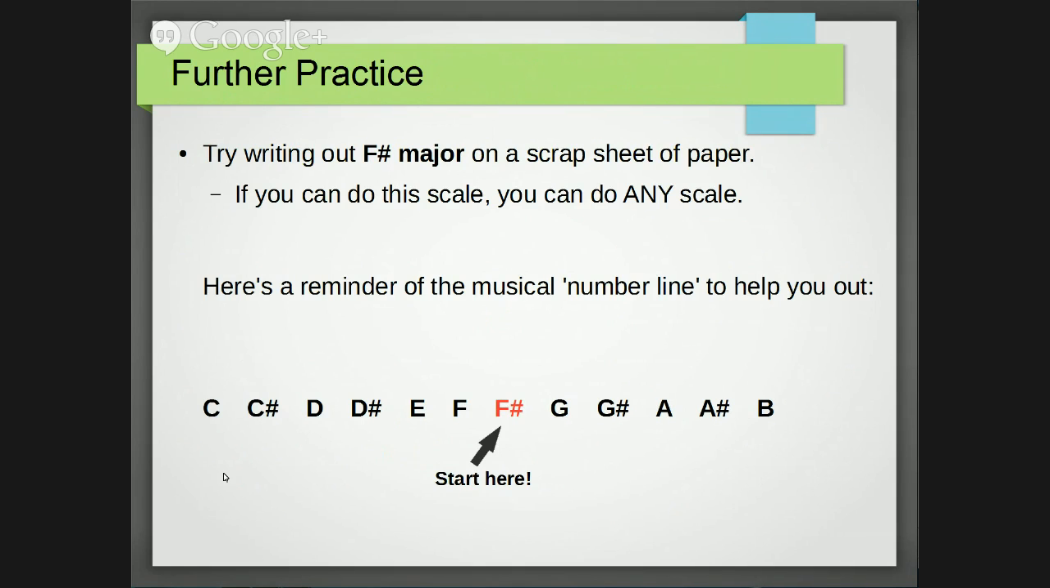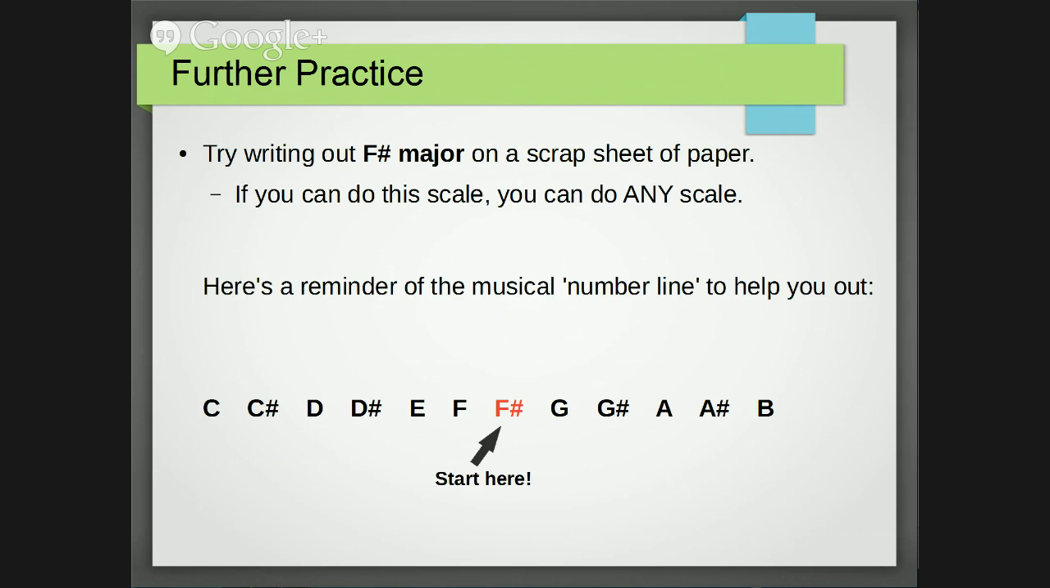So the next thing is for you guys to try out by yourself. Put some comments either on the Reddit or on the YouTube. I'll be happy to help you out. You're going to try to write out F sharp major, because if you can do this scale, you really can do any scale using this technique.